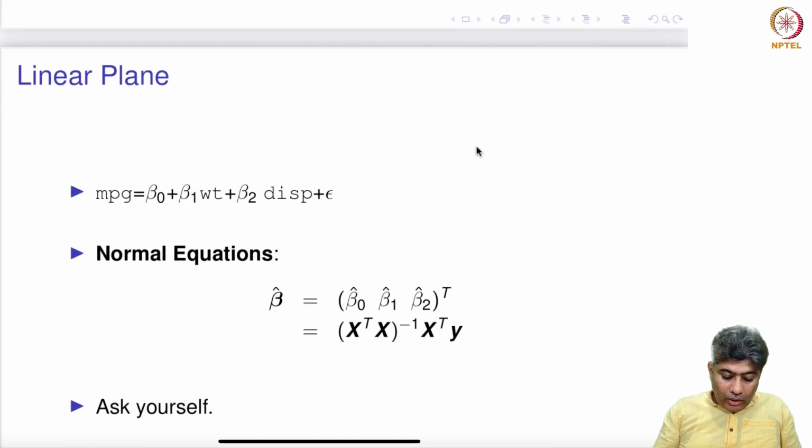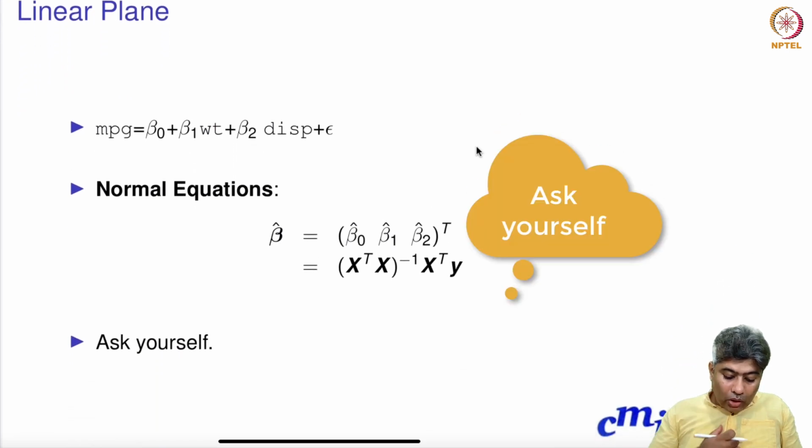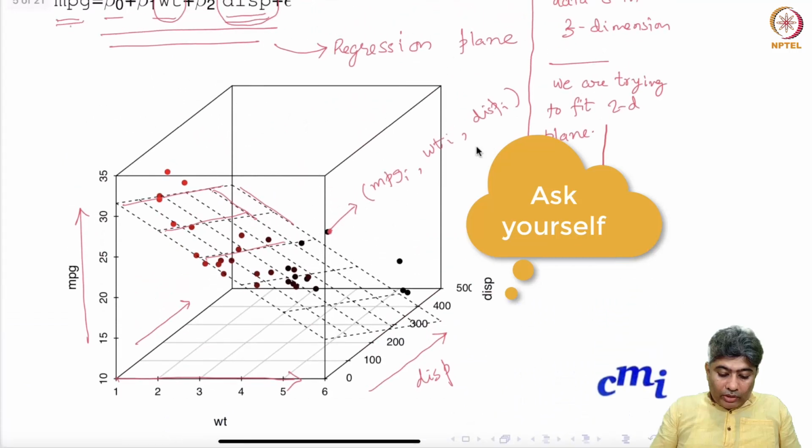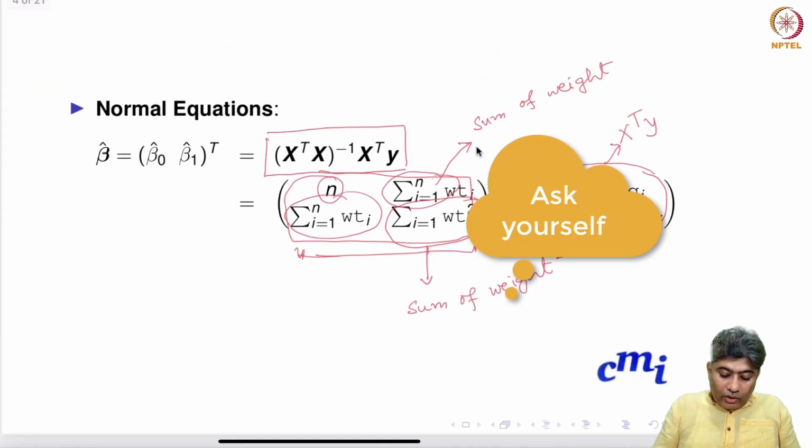Now if we solve this as a normal equation, it will be x transpose x inverse x transpose y. So here is an ask-yourself question: how would the analytical solution x transpose x inverse x transpose y look? If you remember, for the 2-dimension case, the previous problem, we solved this, and this was our solution, right? This was our solution.